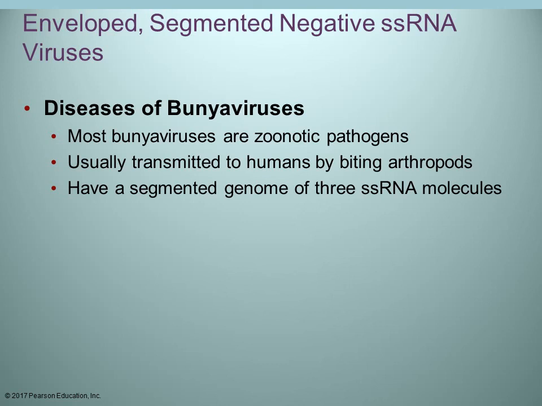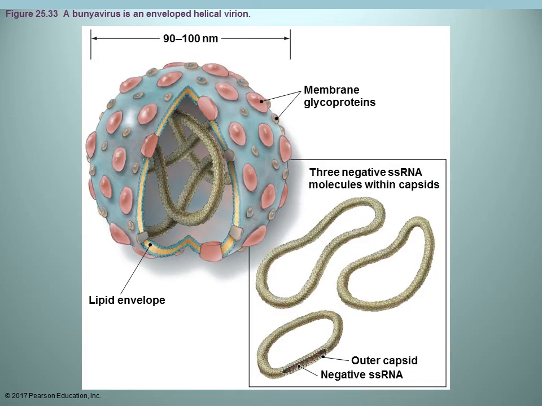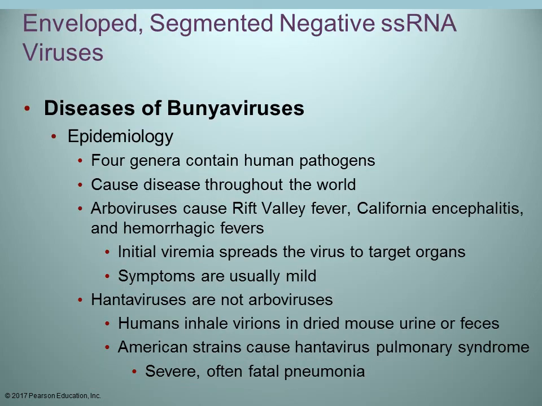In terms of Bunyaviruses, most of these are zoonotic pathogens, meaning they're in animals and they're transmitted to humans by arthropods. Blame your mosquitoes again. This is showing an example of one of the Bunyaviruses in an envelope. It can cause human pathogens. The viruses cause Rift Valley fever, California encephalitis, and some hemorrhagic fevers. Some of these, the symptoms are usually mild.